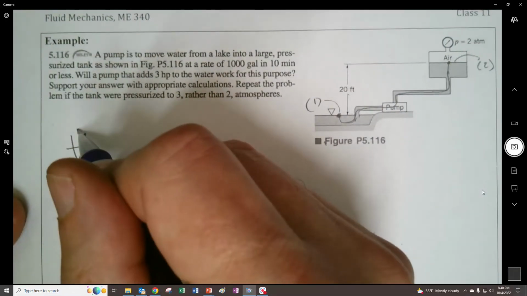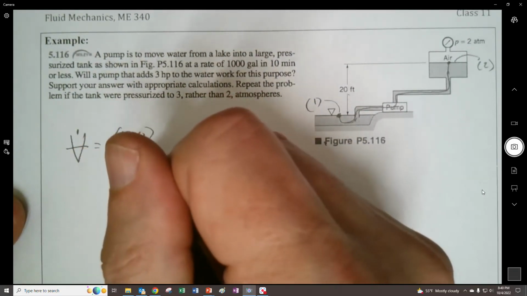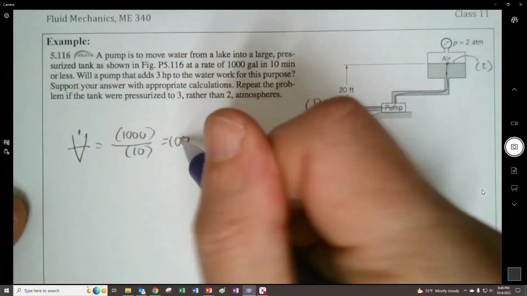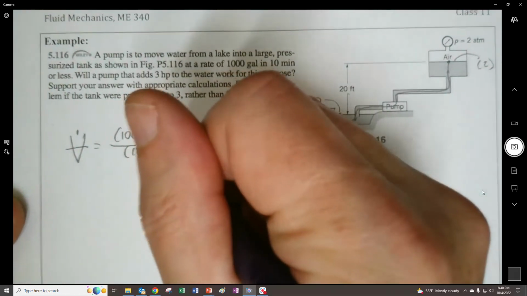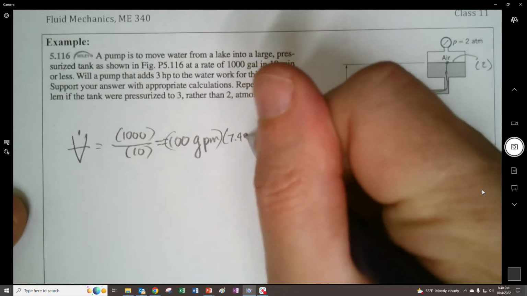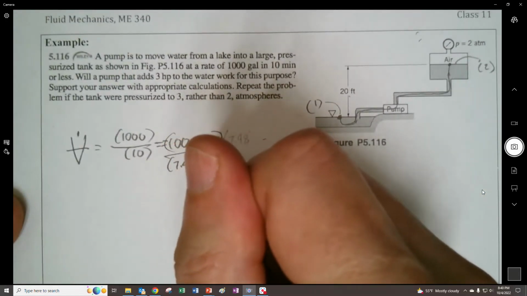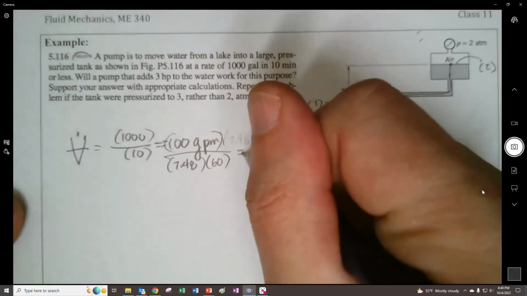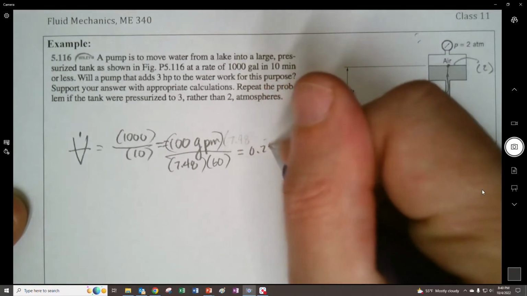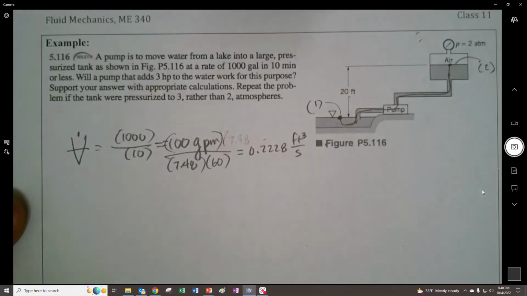So the volumetric flow rate here is going to be that 1,000 gallons divided by 10 minutes, or you could do this in your head, 100 gallons per minute. Oh no, we're going to need to divide, sorry, my bad. Divide by 7.48 gallons per cubic foot, divide by 60 seconds per minute, and what we're going to end up with is 0.2228 cubic feet per second. So that's the volumetric flow rate.